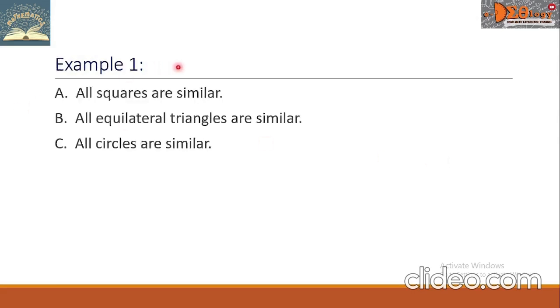Example 1. We say that all squares are similar. Letter B example, all equilateral triangles are similar. Letter C example, all circles are similar.